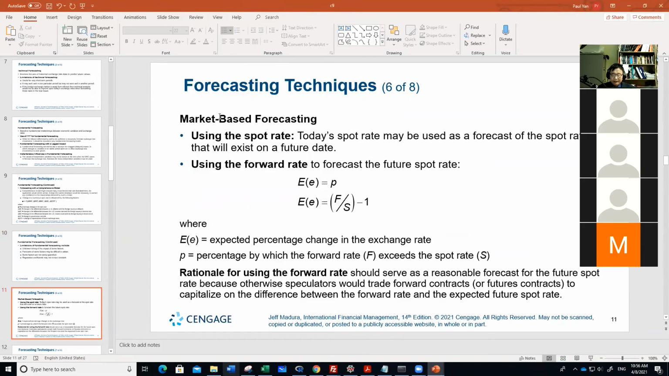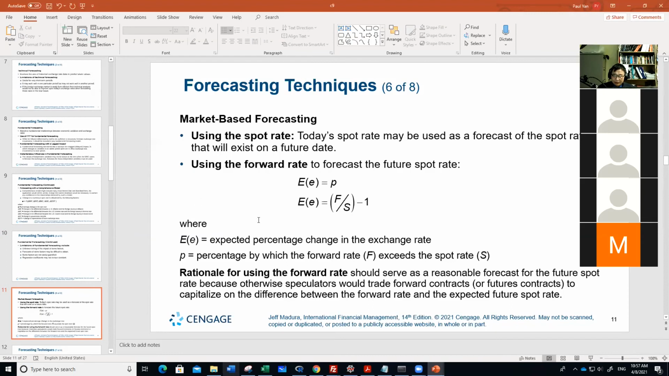Another one is called market-based forecasting. Today's spot rate may be used to forecast the spot rate of a future date. Suppose we ask what is today's exchange rate between US and Canadian dollars, and what it will be 3 months later. Naive forecasting says the future spot rate in 3 months is the same as today's spot rate. I call this the naive method: tomorrow's value is the same as today's value.